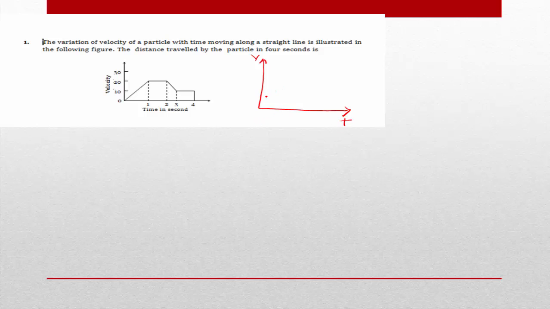A particle moving with the time, moving along a straight line as illustrated in the following figure. Now the distance travelled by the particle in 4 seconds. Along the x-axis the time is given, along the y-axis the displacement is given. This is 10 meter, 20 meter and 30 meter, right? Initially it is at 0. This is the first second, second, third second and fourth second. The distance travelled by the particle in 4 seconds.